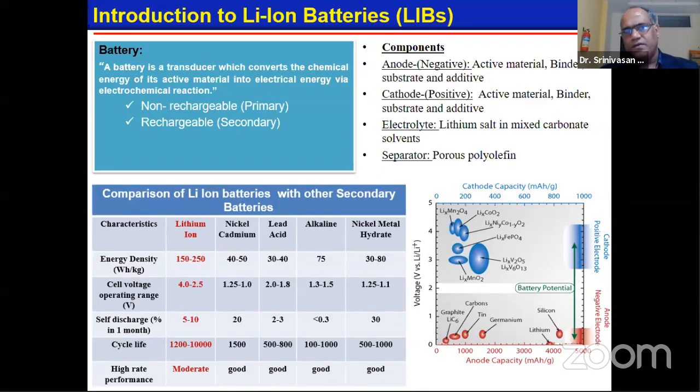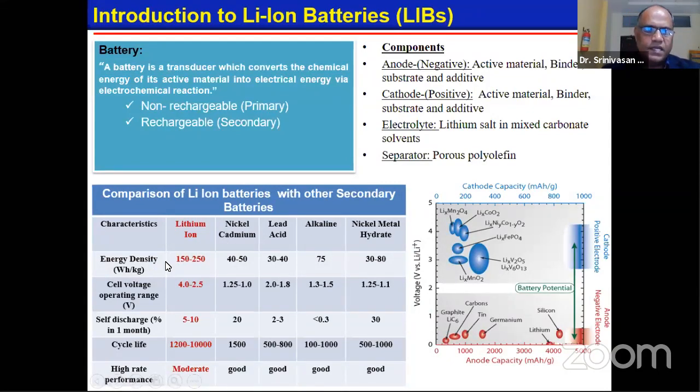So you may ask, what is the advantage of the lithium-ion battery over the other existing secondary batteries available in the market? As you know, secondary batteries like nickel cadmium, lead acid, alkaline, and nickel metal hydride are all available in the market. How does the lithium-ion battery have advantages over these battery technologies?